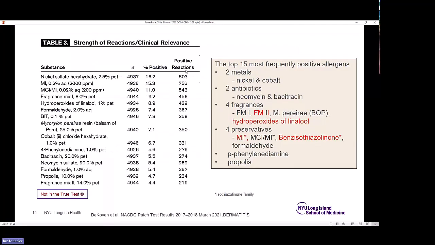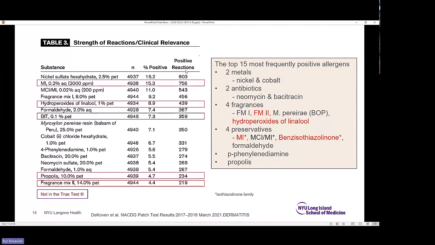So the top, and this is the most recent data, I think, that was published last year, the top 15 most frequent positive allergens. You have two metals, nickel and cobalt. You have two antibiotics, neomycin and bacitracin. You have fragrances, which is very important. You will see this as fragrance mix 1, fragrance mix 2, balsam of Peru, hydroperoxide of linalool, and fragrance mix 1. And I highlighted to you fragrance mix 2 and hydroperoxide of linalool, which will not be found on the TRUE test. You have to have an extended series to do that.